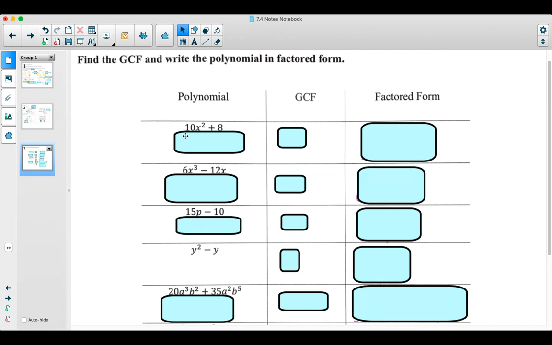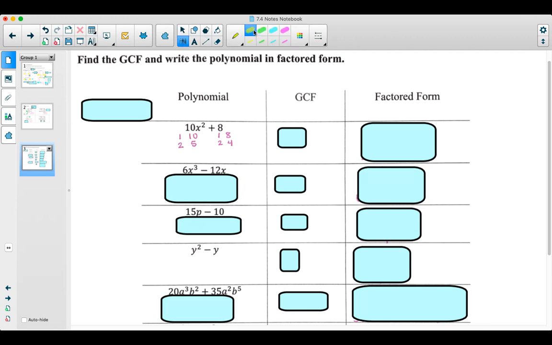In the first example, we see 10x squared plus 8. The first thing I need to do is figure out what the GCF is going to be between 10x squared and 8. Remember, to find the GCF, think of things that multiply to 10. Well, 1 and 10, 2 and 5. And then think of things that multiply to 8: 1 and 8, and 2 and 4. If we look at the greatest common factor, what is the greatest number that they have in common? I can see that the greatest common factor is going to be 2. I also notice that the 8 doesn't have an x after it, so x is not in common. So the GCF is just going to be the number 2.